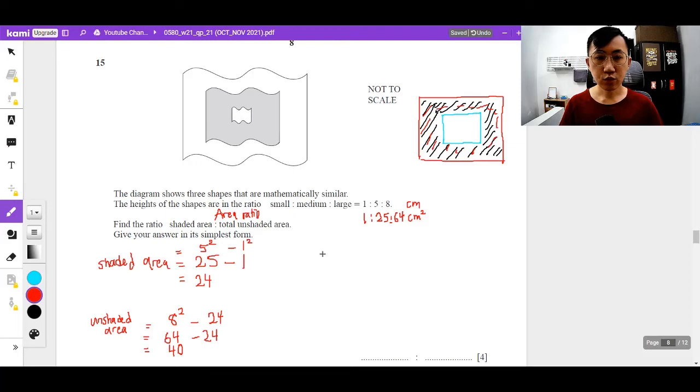Okay, so we are going to write the ratio now. They say shaded area first. So 24 ratio to the total unshaded area, which is 40.